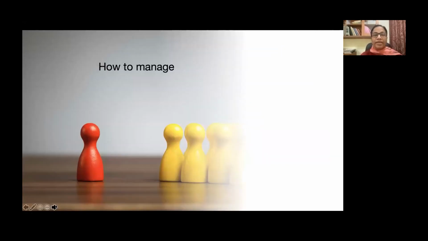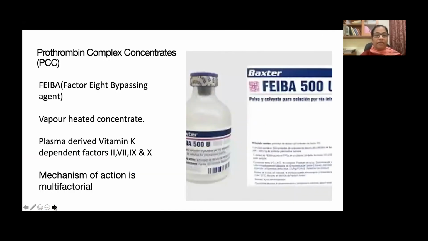So how to manage the inhibitors? Now we'll discuss how to manage. There are different factors available. One is the prothrombin complex concentrates, that is FEBA. That is factor VIII bypassing activity, or bypassing agent. It is a vapor heated concentrate, plasma derived vitamin K dependent factors. It contains factors 2, 7, 9, and 10.